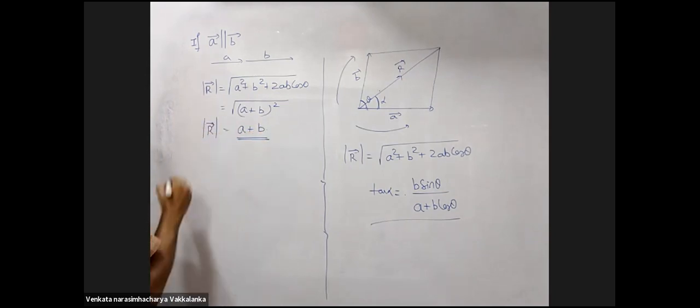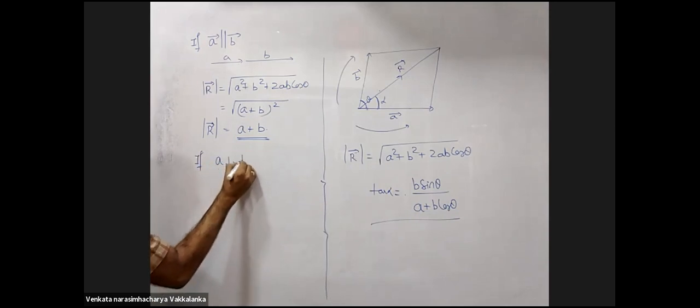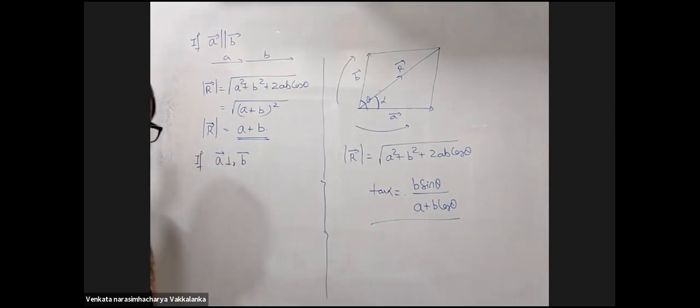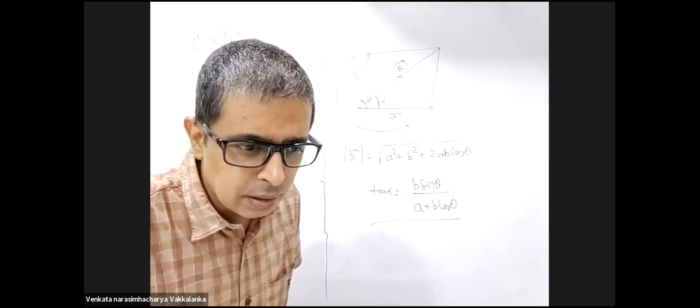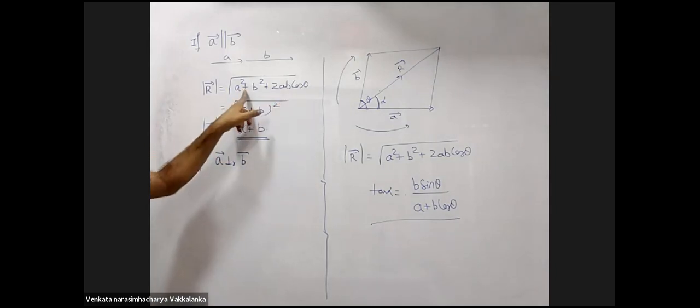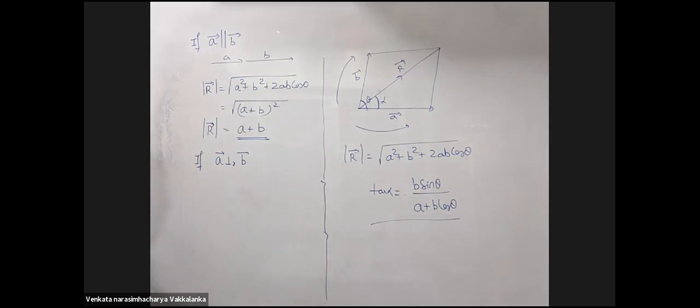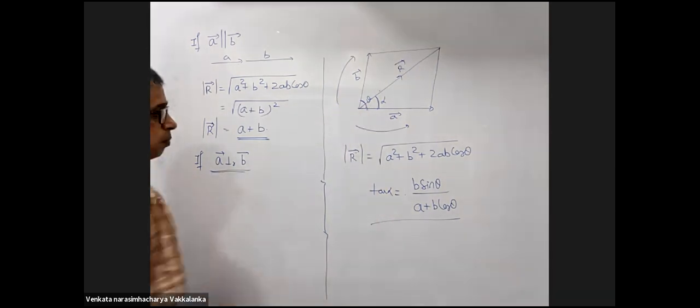This is what you have been telling me. There is a 2AB cos theta, no? Cos 0 is how much? 1. So A square plus B square plus 2AB will be A plus B whole square, and its root is A plus B.